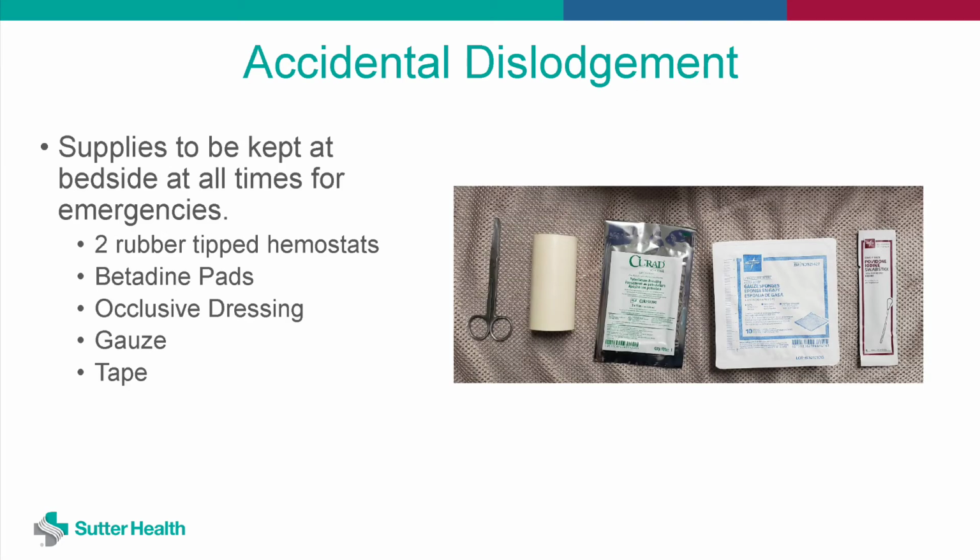In case of an accidental dislodgement, it is policy that these supplies be kept at bedside at all times for emergencies. You want 2 rubber-tipped hemostats, betadine pads, occlusive dressing, gauze, and tape. We'll show you later on how to use these items. I recommend keeping these at the drainage system just in case your patient is ambulatory and walking the halls.